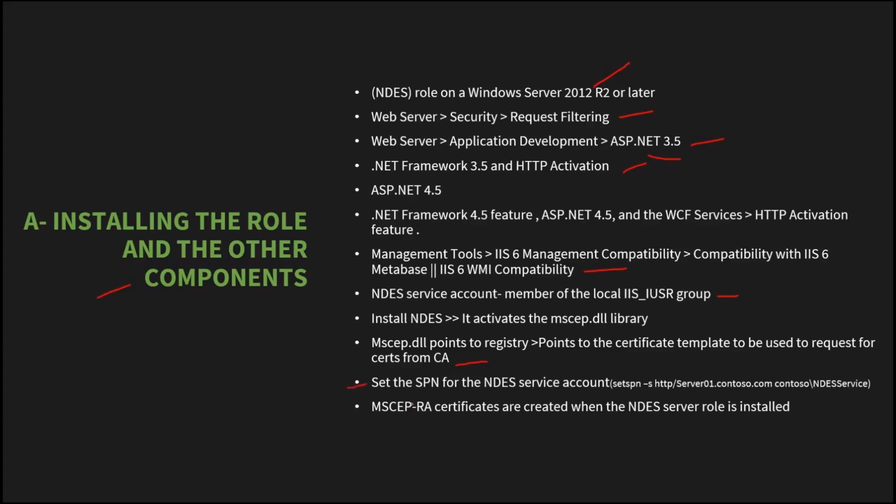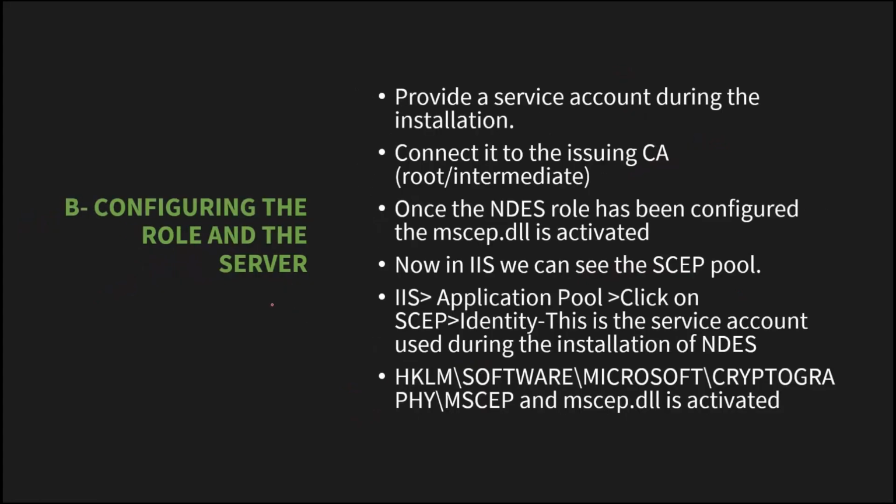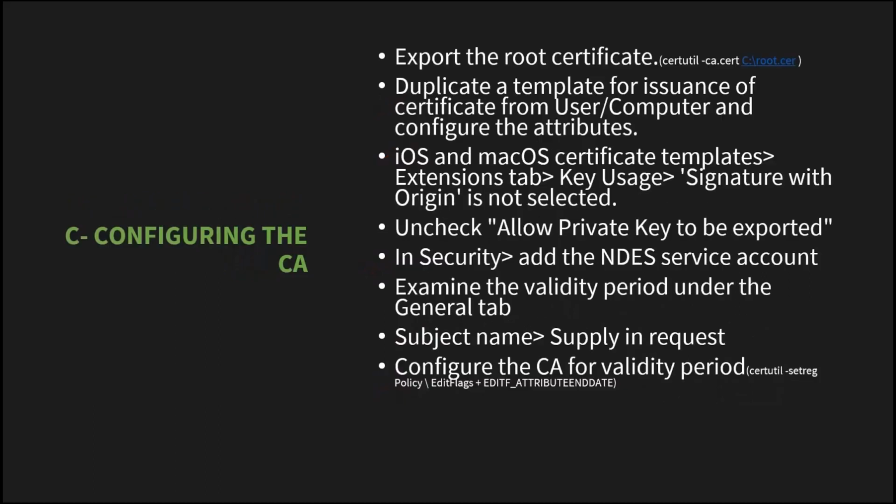We have to set the SPN for the NDES service account, and we have to make sure that the RA certificates are present in the NDES server. Again, don't rush it. We are going to do all of this in the demo and we are going to reference this guide. Now we have to configure the role. Configuring the role in the NDES server is also pretty much straightforward. We have to provide a service account, connect the NDES server to the CA so that the NDES server knows where the CA is. And then we have to make sure that IIS is also installed, and we have to make sure that the mscep.dll is also activated.